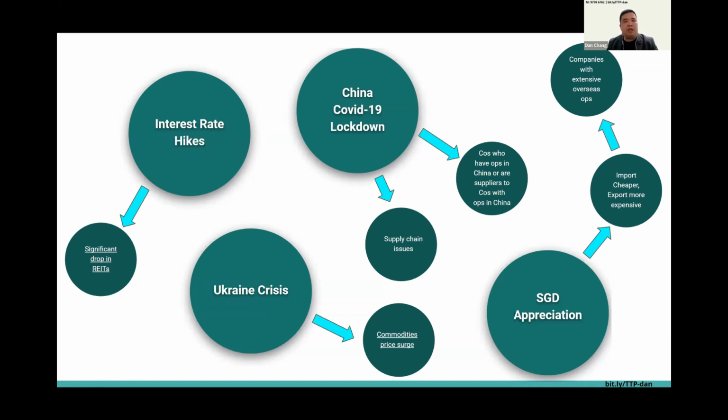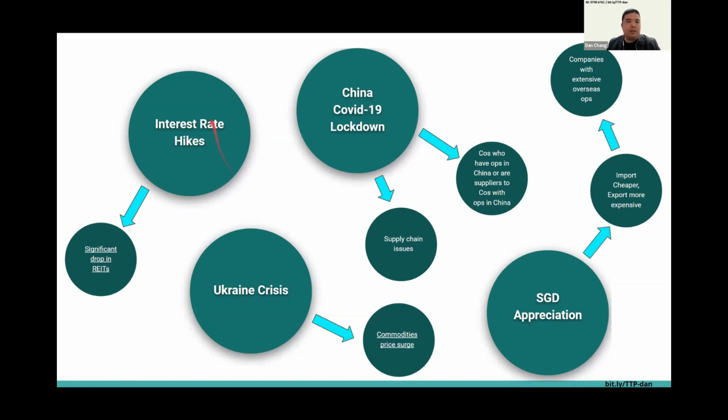Then Russia is also a major supplier of gas to Europe, and Ukraine sits in between Europe and Russia. So when the war first broke out, it also disrupted the gas supply to Europe, and that led to a surge in all the commodity prices.